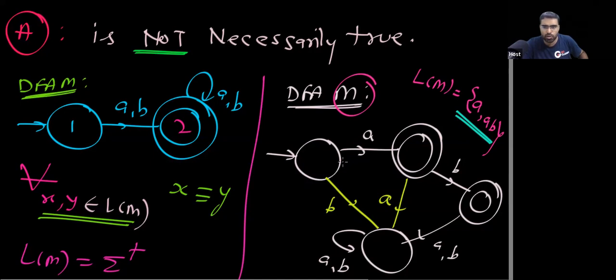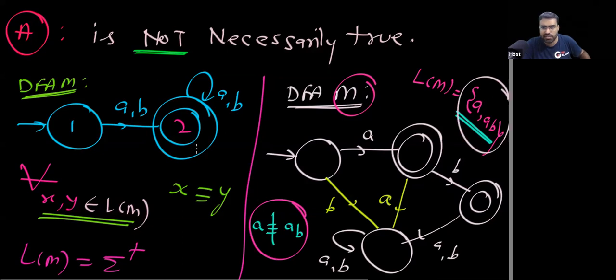You tell me, are these two strings in the language equivalent? Can I say these two strings are equivalent? A, AB, are they equivalent? They are not equivalent. These are the strings in the language, but they are not equivalent.